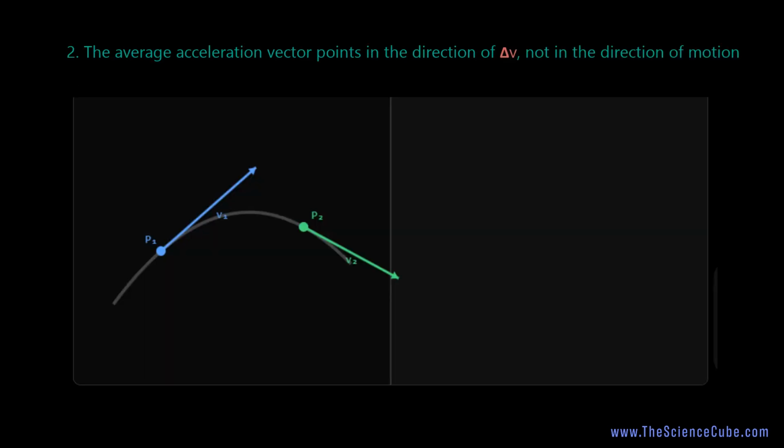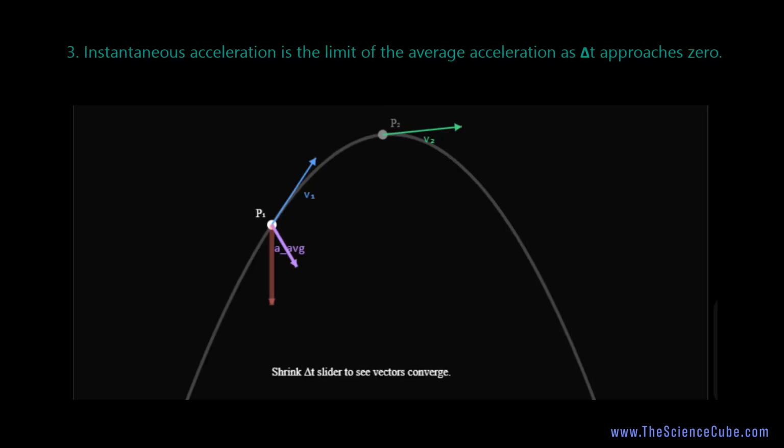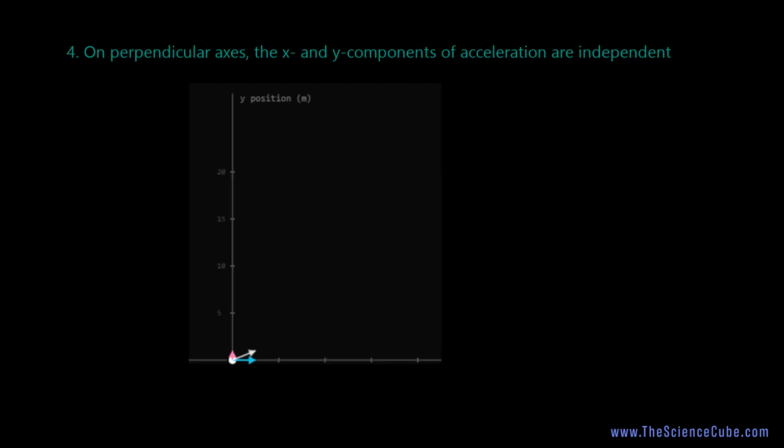2. The average acceleration vector points in the direction of delta v, not in the direction of motion. To find it, always do the vector subtraction. Delta v is equal to v final minus v initial. First, that is graphically by reversing vi and adding tip to tail, or numerically by subtracting components. 3. Instantaneous acceleration is the limit of average acceleration as delta t approaches 0.